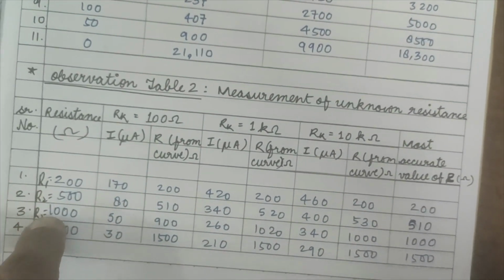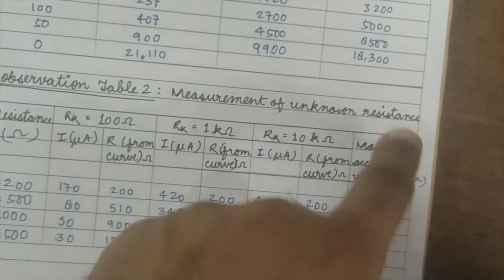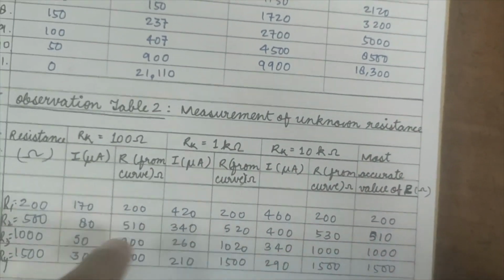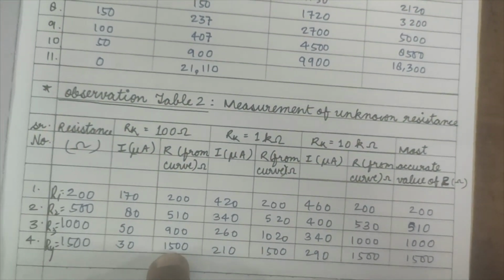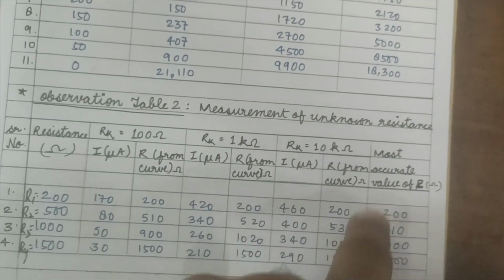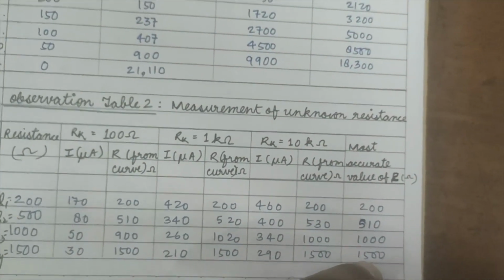Similarly, for the third, R3, you get 900, 1020 and 1000. You take the mean of this. The most accurate value of this R3 is going to be 1 kilo ohm. Similarly, for R4 you get 1500, you also get 1500 here, and in this case also 1500. The most probable value of this R4 is going to be 1500.